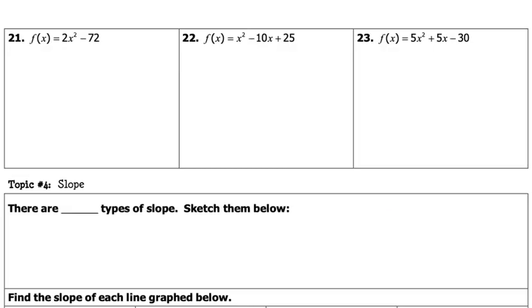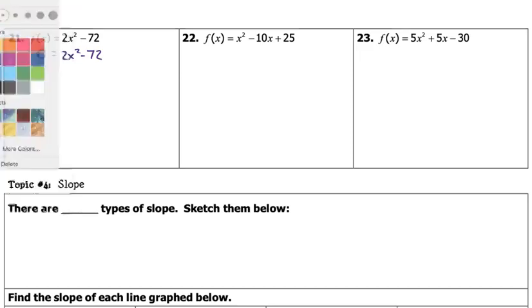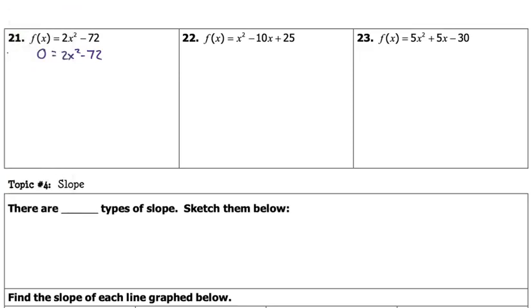All right, here number 21, we're going to say, okay, so that means 0 equals 2x squared minus 72. First thing I notice is that I have a binomial. So that kind of tells me I might be looking for that difference of squares. I always want to start by looking for my GCF. So I have a 2 and a 72. So let's go ahead and pull a 2 to the front and that leaves x squared. 72 divided by 2 is 36. So now I have x squared minus 36.